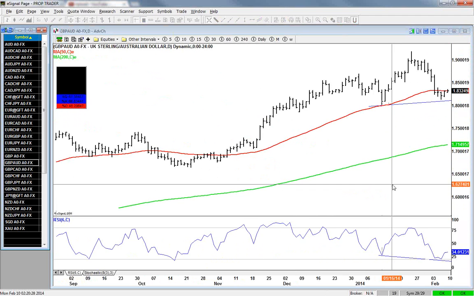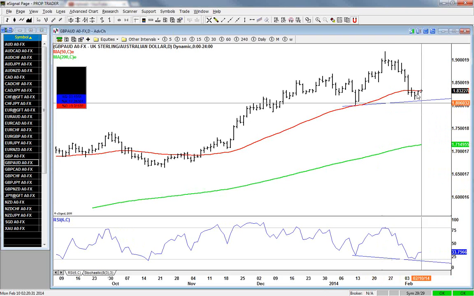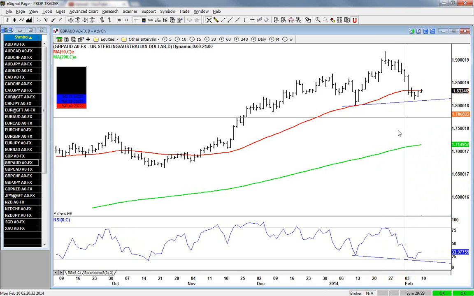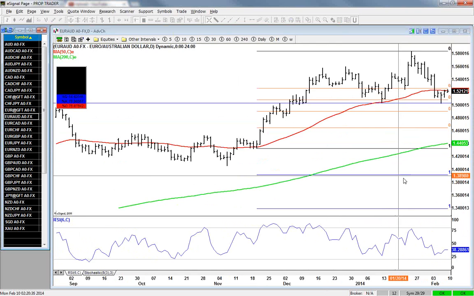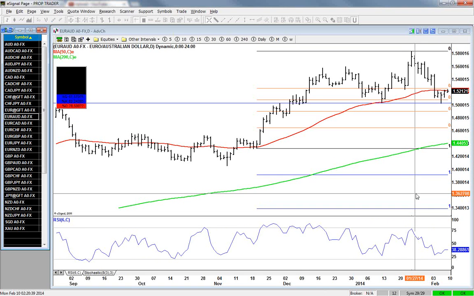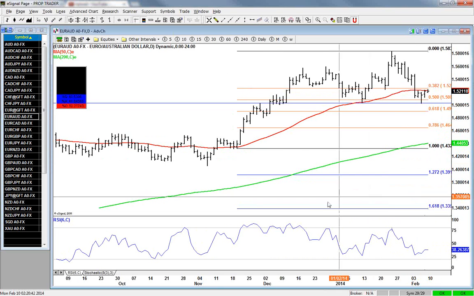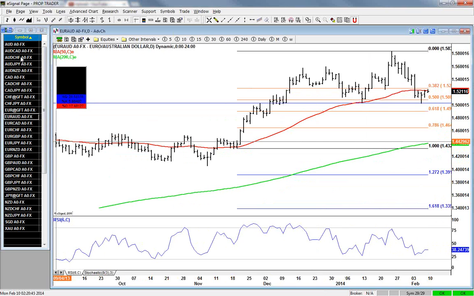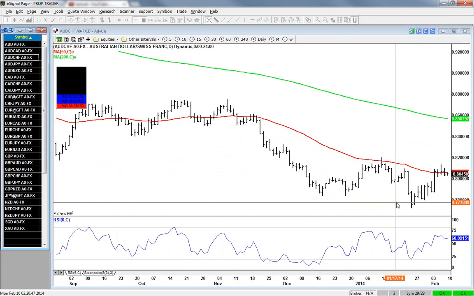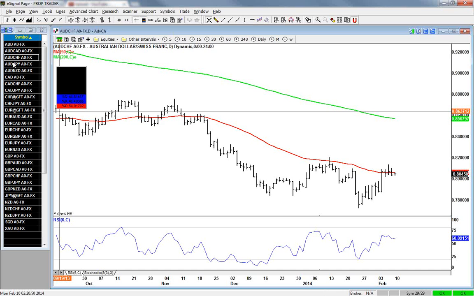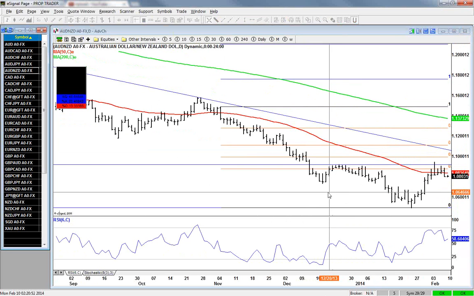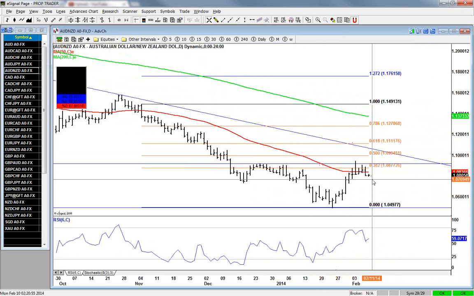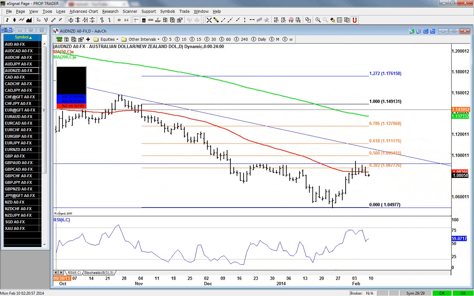The pound Aussie, you're probably in already, as you suggest. And the Euro Aussie was borderline if you got in as well. But Aussie Swiss, certainly with this massive support here in the Aussie Kiwi, your risk reward would be less than what you potentially have on the Aussie Swiss.